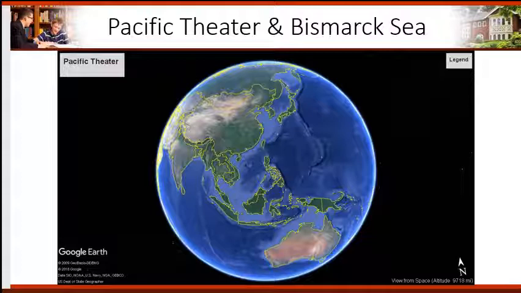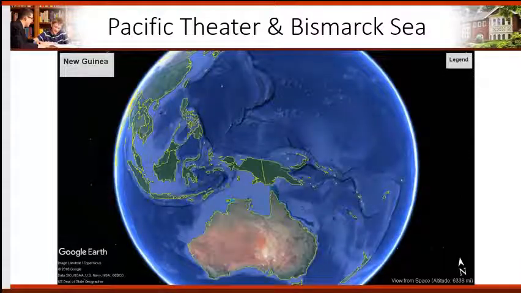This battle took place in the Pacific theater of World War II. If you look at this map here, take note of Japan in the northern part of the map. Then look down towards the Philippines and a little bit east, and you'll see New Guinea, this island off of Australia. There were a lot of island battles in the Pacific theater that happened right around this area. Take a look at the island to the northeast of New Guinea.